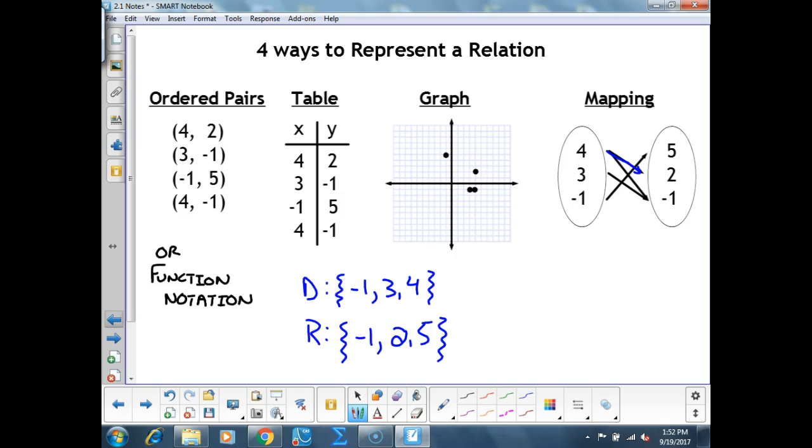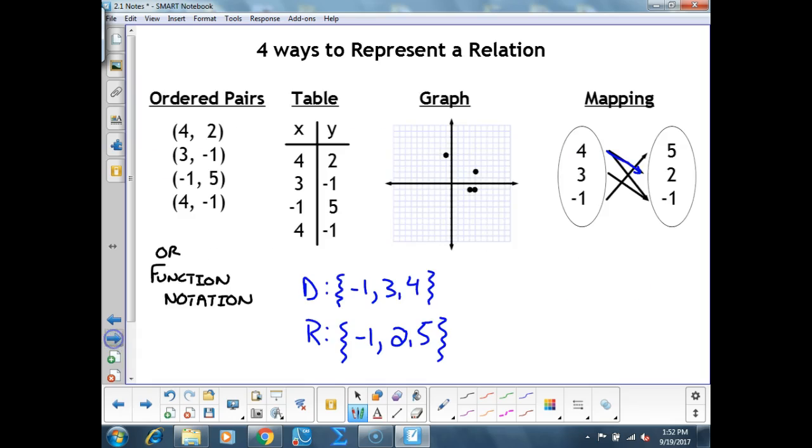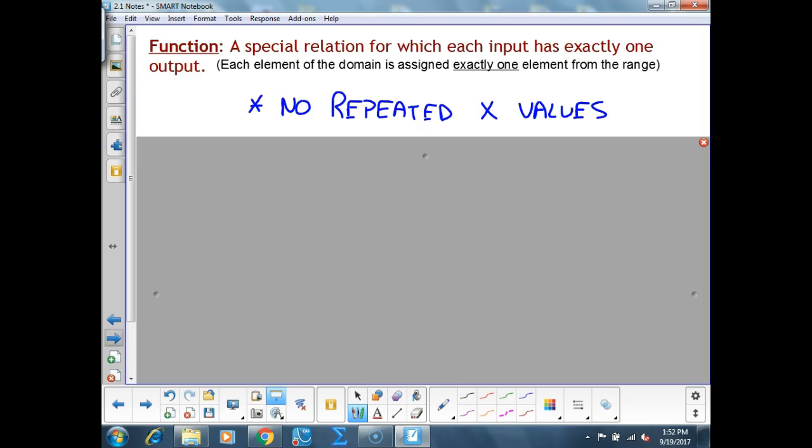Here, are any of the x values repeated? Yeah, we got two 4s in the domain. So this is not a function. Here, on these two, are those functions or are they not functions? Those are both functions. No repeats on the x's. Every x is only going to give out one y.